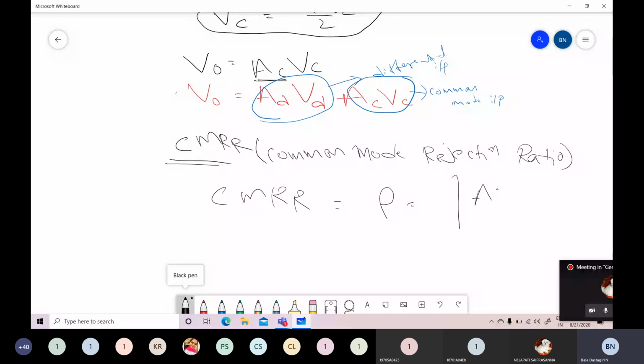Or we can also say it is the ratio of the differential mode gain to the common mode gain. Ideally the common mode gain is 0, hence the ideal value of CMRR is infinity. From the ideal characteristics of the op amp, we have seen that CMRR should be infinity. So why is CMRR infinity? Because the common mode gain is ideally 0.